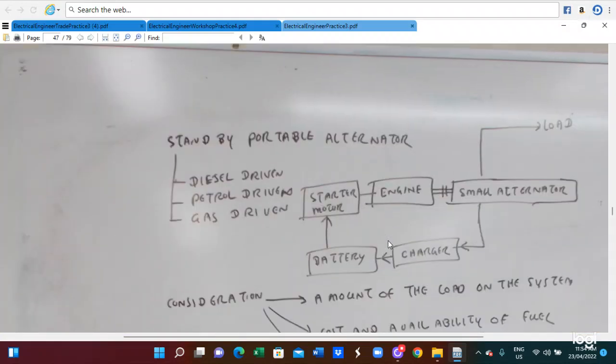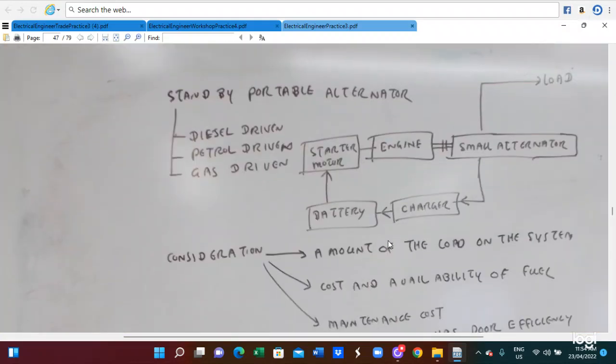So this is for the connection of the standby portable alternator system. The alternator is driven by a diesel engine, petrol engine, or gas turbine system. They can be utilized to drive the alternator system.